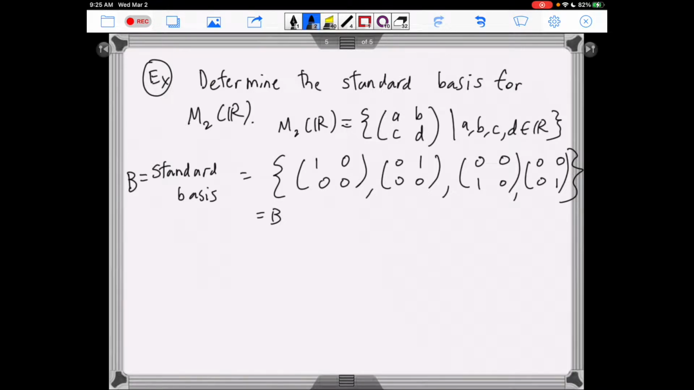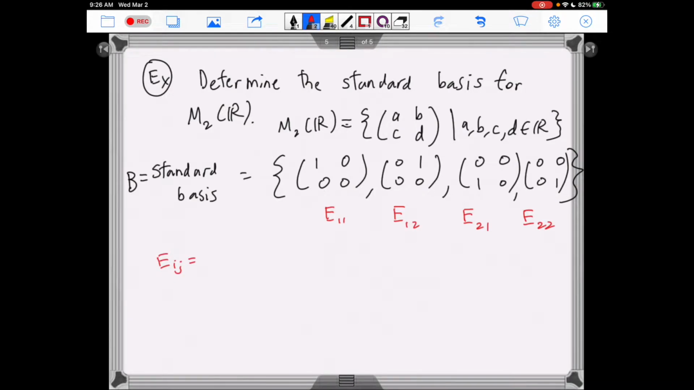Actually, let me write it over here. Now, note, it doesn't make sense to call these E1, E2, E3, E4, because then you would have to remember which one is which. And so what makes more sense is to call this guy E11, and this guy E12, and this guy E21, and E22.